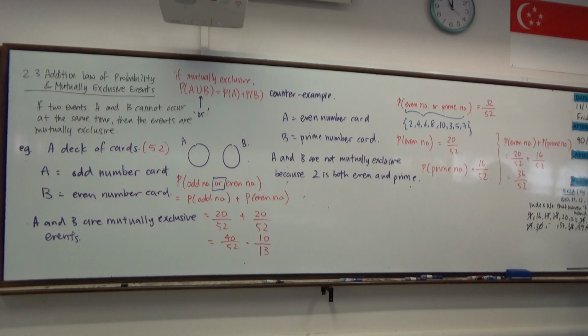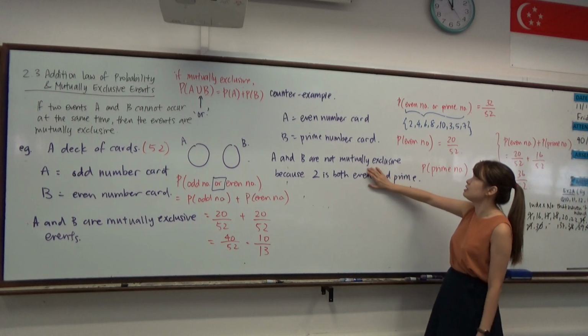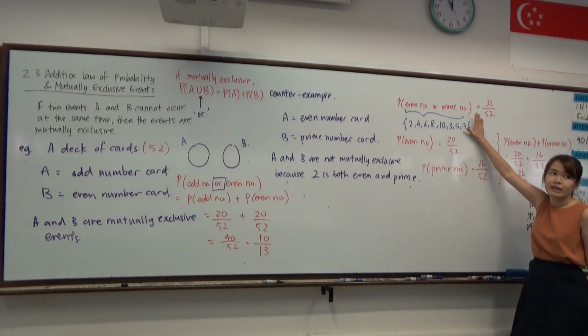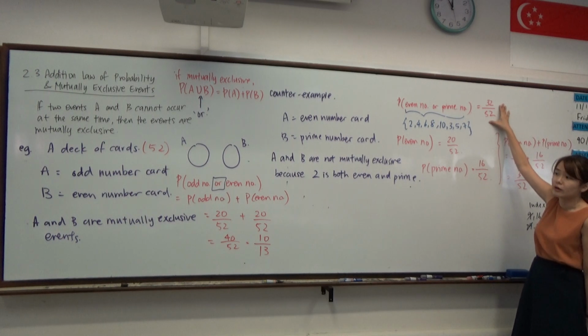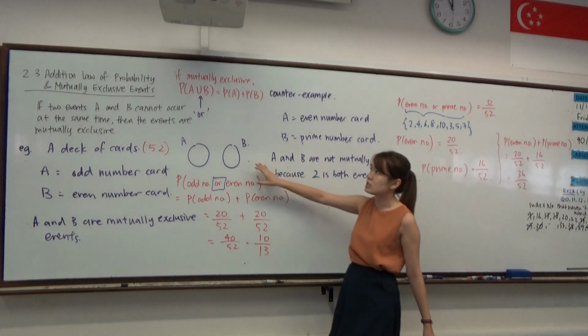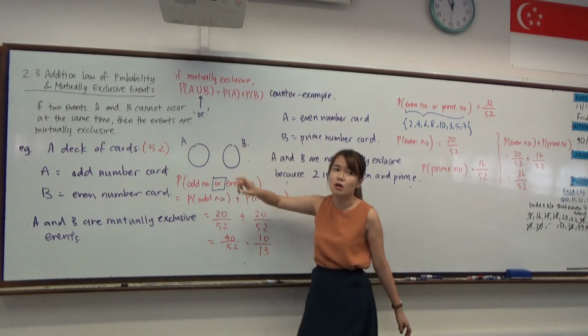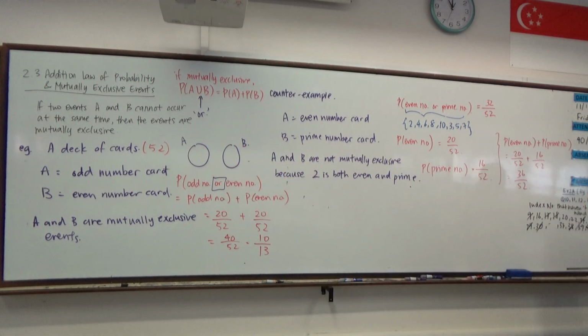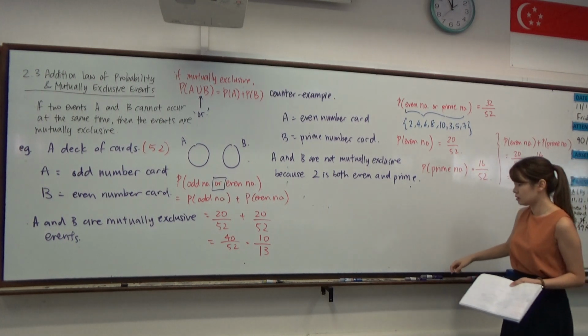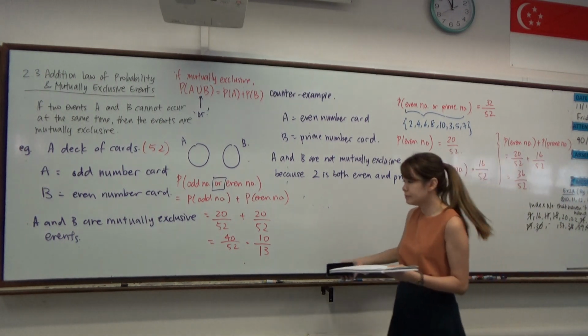Okay? So if not mutually exclusive, we will have to consider the cases and then count our probability on our own. If mutually exclusive, okay, we can use the addition law of probability. Any questions on this? Okay.